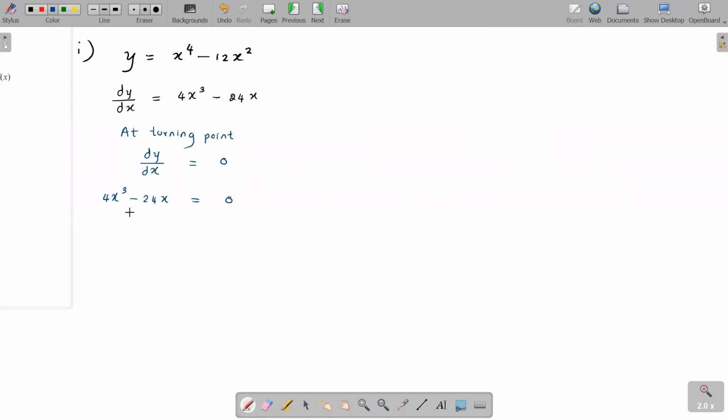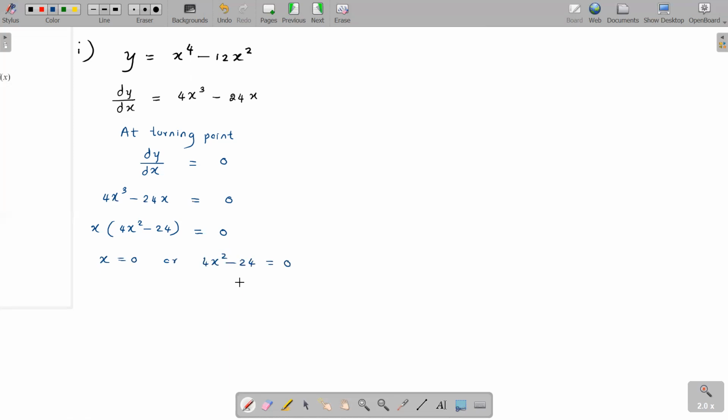Now, obviously, you can see it's not a normal equation, it's a cubic equation. So we need to factorize it. So how do we factorize it? You can't just cancel off, so take x out. I end up getting here 4x square minus 24. Is that okay? Then what do we do? Let's set each factor to 0. x equals 0 or 4x square minus 24 equals 0.